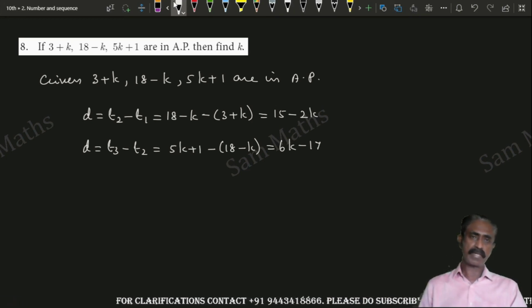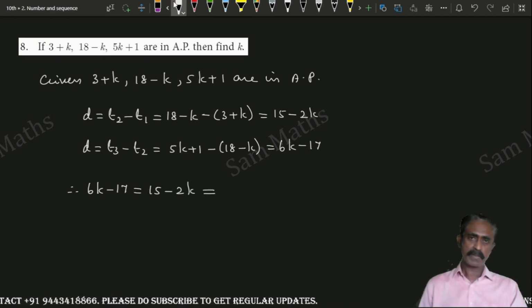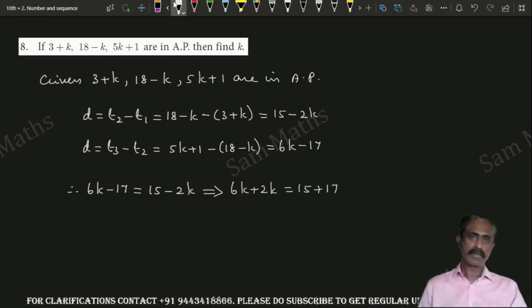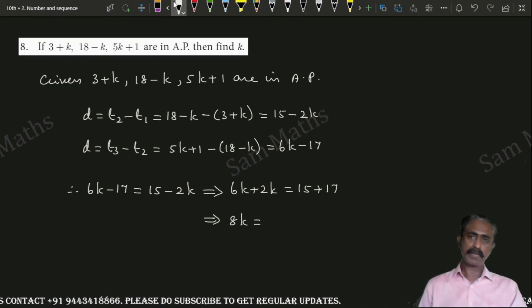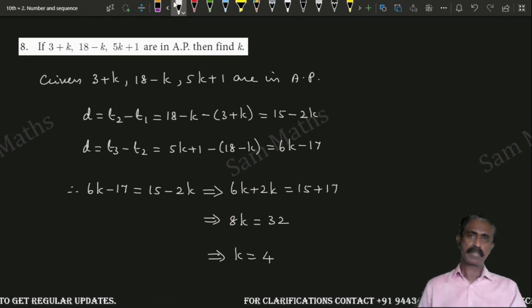Here both are D, we can equate. Therefore, we are getting 6k minus 17 equal to 15 minus 2k, which implies 6k plus 2k equal to 15 plus 17, which implies 6k plus 2k is 8k equal to 15 plus 17, 32, which implies k is equal to 32 divided by 8, that is 4. This is the required answer.